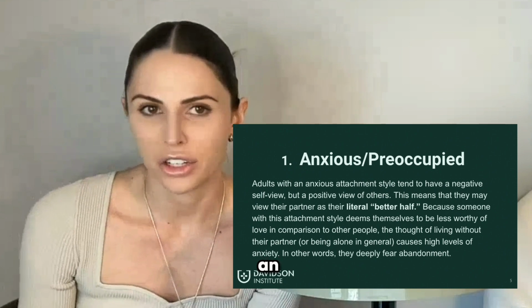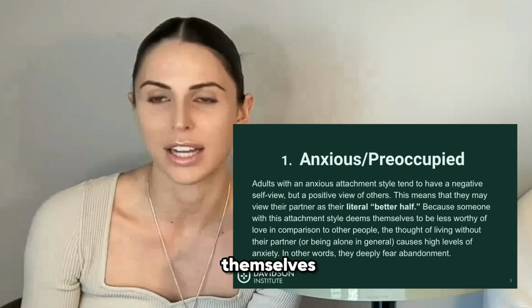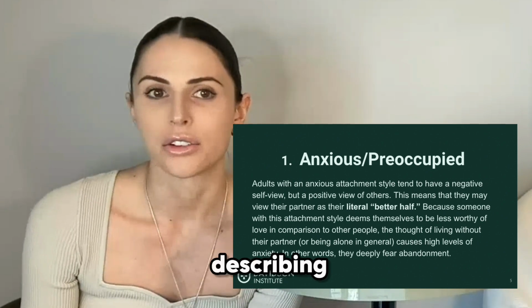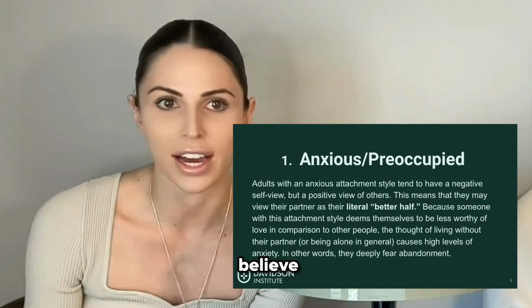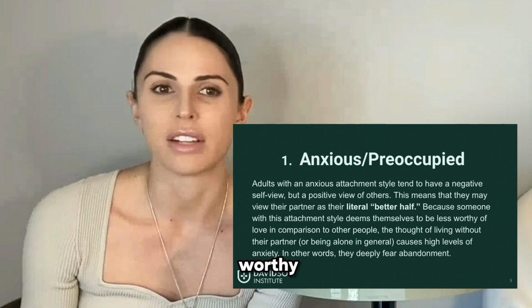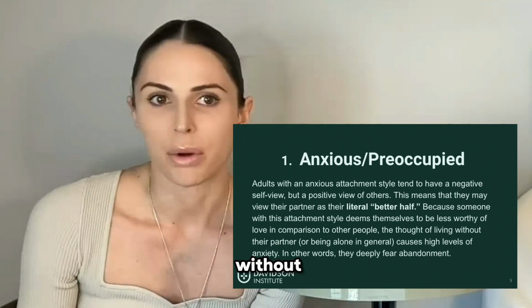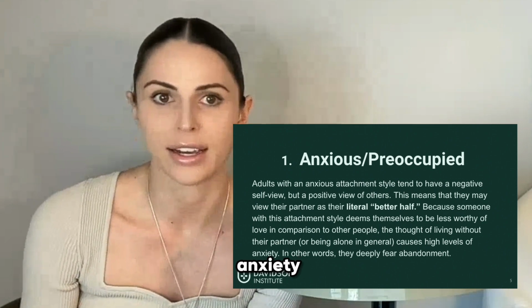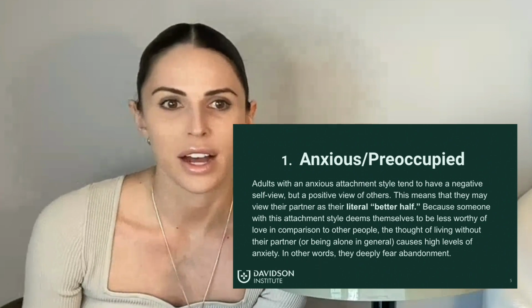So an adult with an anxious attachment style tends to have a negative view of themselves and a more positive view of others. So you'll often hear these people describing their partner as their literal better half because they truly do believe that. They believe that they're less worthy of love in comparison to other people. And the thought of living without their partner or being alone in general can create so much anxiety. So there's a deep fear of abandonment here.